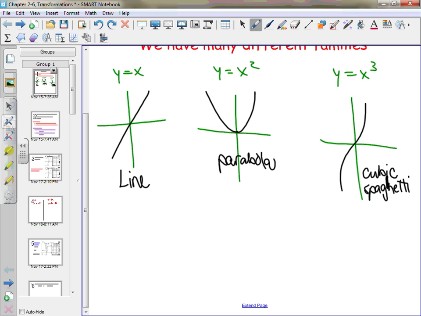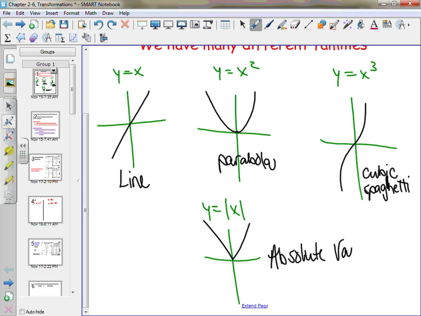And the last one that you guys already know is y is equal to the absolute value of x. And what does that look like, folks? It looks like your V. Do we all understand that? It's your absolute value. These are your parent functions, folks.